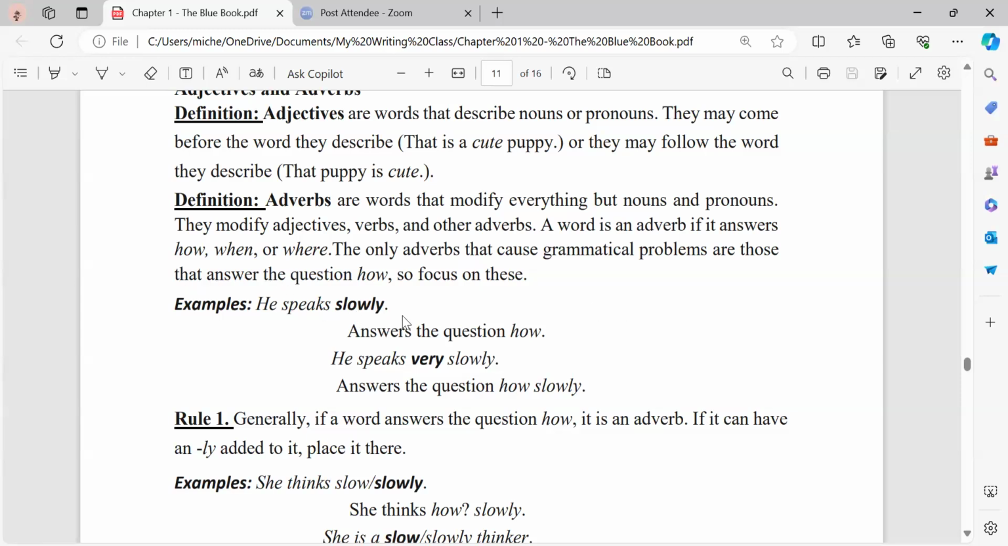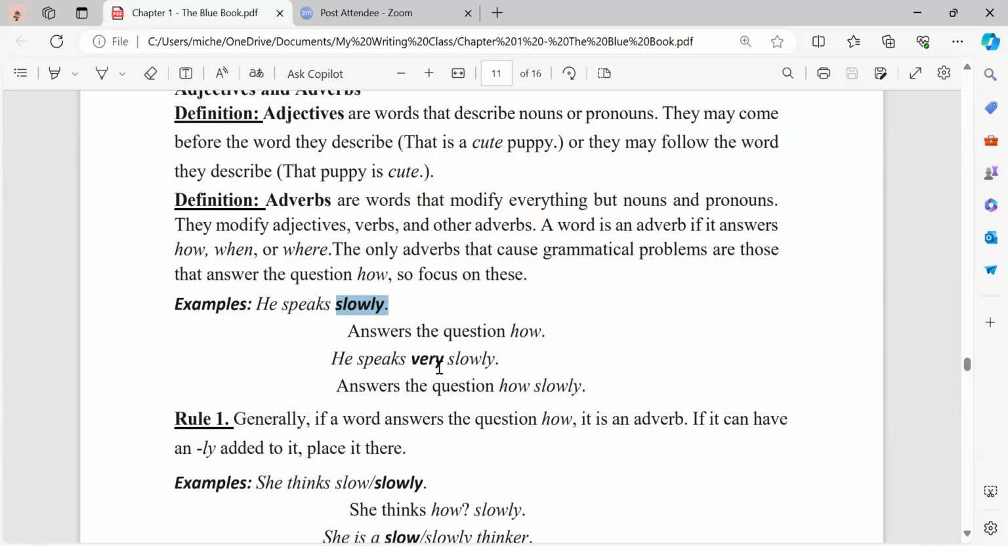For example, he speaks slowly. So basically it answers the question how. Usually adverbs answer how, when, or where. Technically the word slowly right here is an adverb, which describes how he speaks, which is that he speaks slowly. So that is the usage of an adverb.